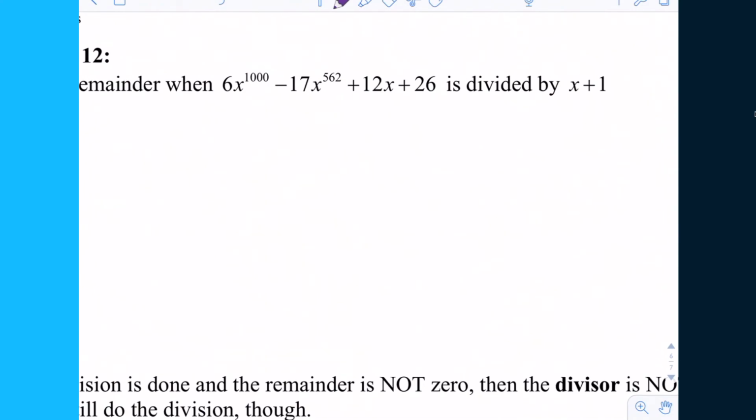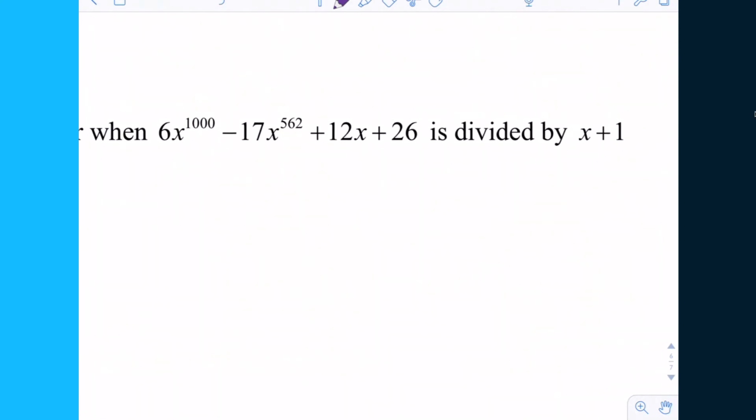I have a 1,000th degree polynomial. I don't want to know what the quotient is when I divide by x plus 1. I just want to know what the remainder is. Do we need to do long division or, heavens forbid, synthetic division and write down all those zeros that we're missing from the other terms? No, because I know that the remainder, when I divide this by x plus 1, is nothing more than this 1,000th degree polynomial evaluated at what value of x?